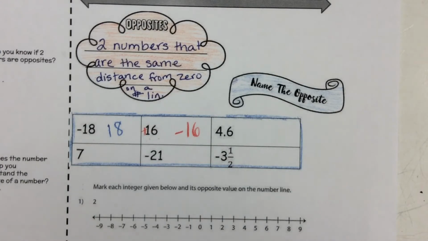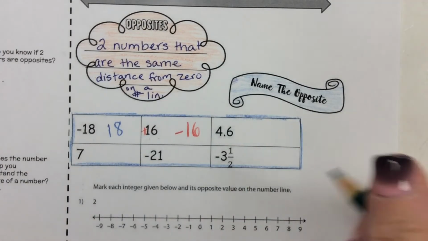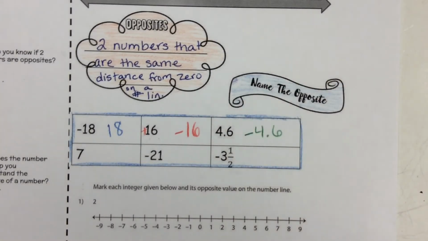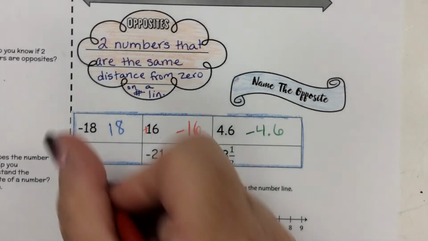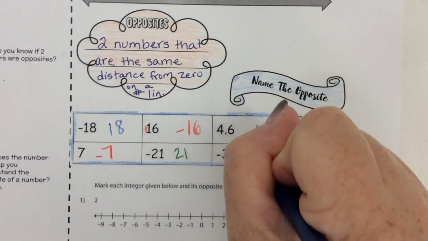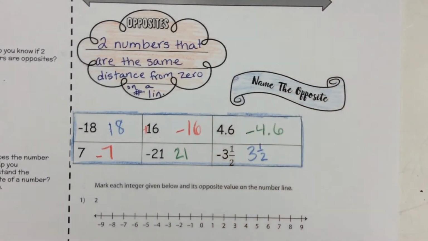It even works for decimals. What is the opposite of 4.6? Negative 4.6. The opposite of 7 would be negative 7. The opposite of negative 21 would be positive 21. See how it works? And the opposite of negative 3.5 would be a positive 3.5. That easy, okay?